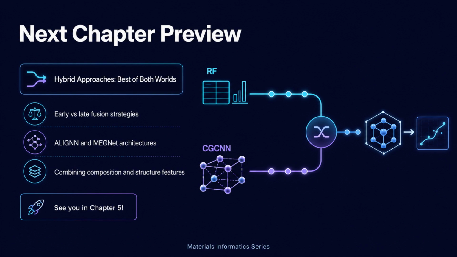In the next chapter, we'll explore hybrid approaches that combine the best of both worlds. We'll learn about early versus late fusion strategies for combining composition and structure features, examine architectures like ALIGNN and MEGNET that integrate multiple information sources, and understand when hybrid approaches outperform either method alone.